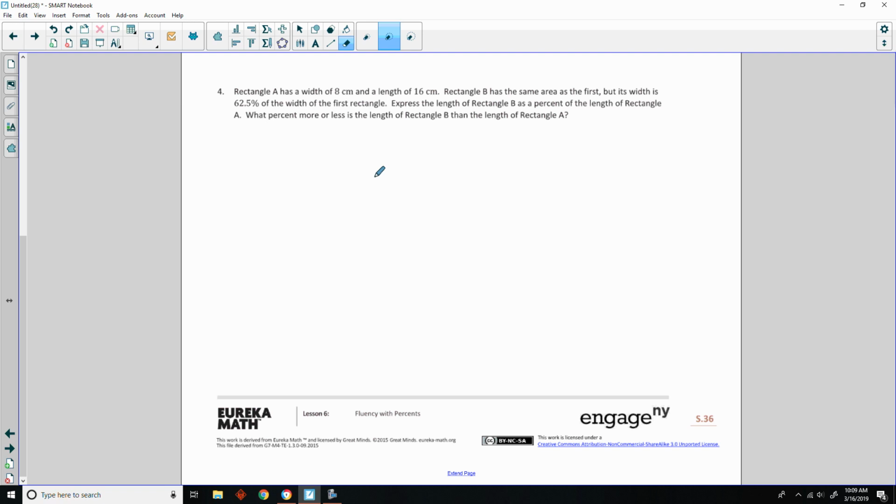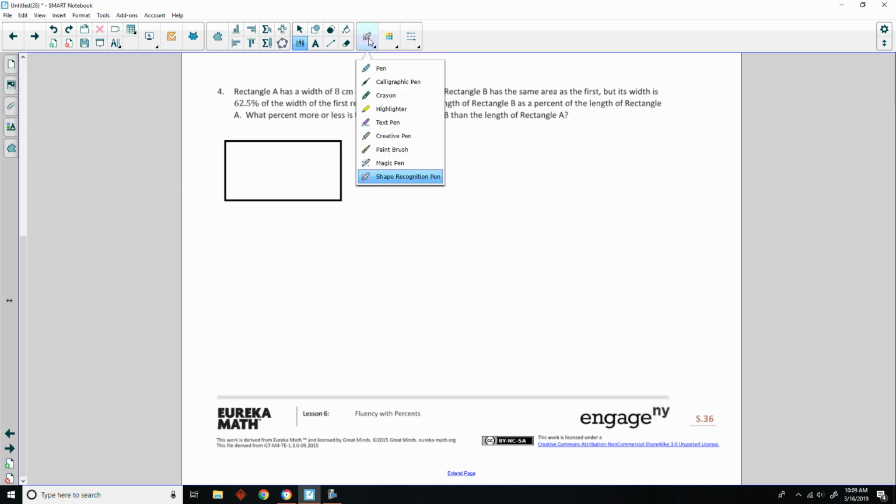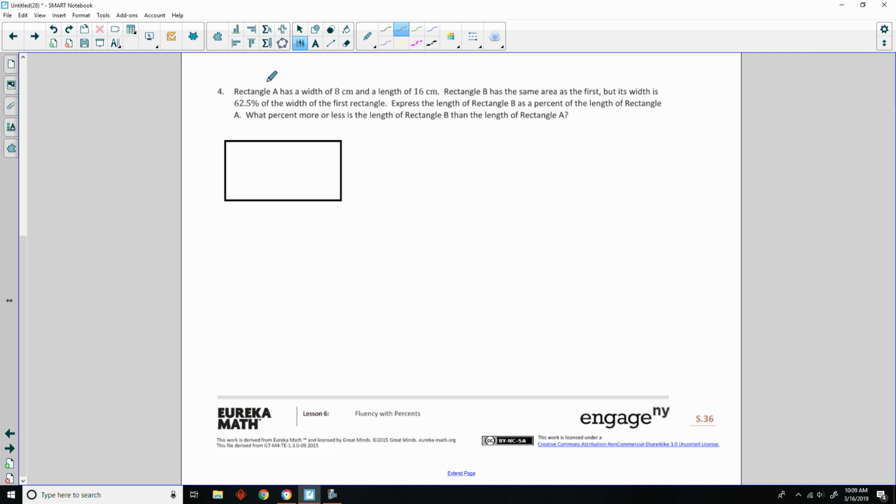Number 4, a rectangle A has a width of 8 and a length of 16. Actually, let me do this way. Okay, there's our rectangle. A rectangle A has a width of 8 centimeters and a length of 16 centimeters. I always like to draw a diagram when talking about geometric shapes. Rectangle B has the same area as the first, but its width is 62.5% of the width.